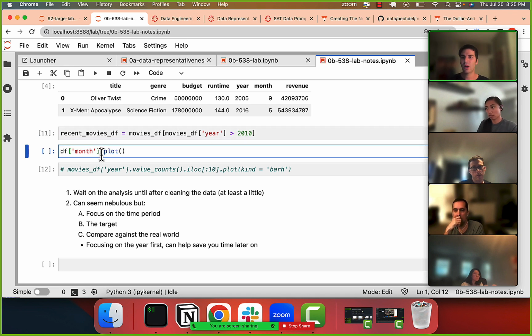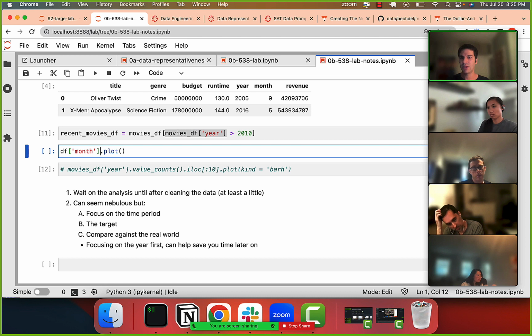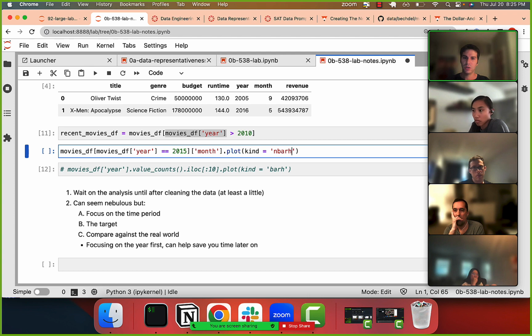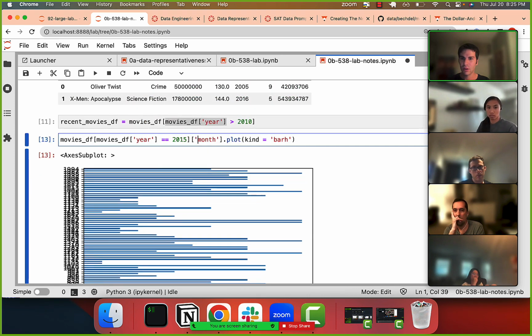All right. So what I might do now is look at something from a pretty recent year, and then say, okay, how good is movies df year equal to say 2015, and select the month, and then just do the same thing. Plot kind equals barh. And I just want to see, do we have... That didn't work at all. Sorry about that.